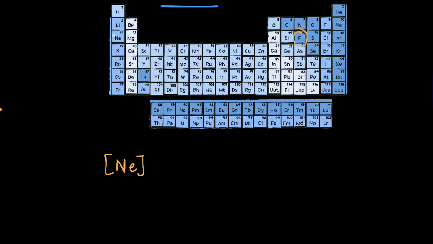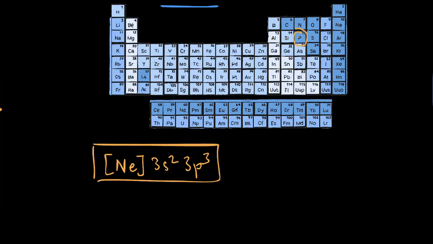So that is just going to be 3s2, 3p3. And so then our noble gas configuration for phosphorus is going to be just this. So it's a lot easier than if we had to write out 1s2, 2s2, 2p6, 3s2, 3p3. Right? Instead of writing all of this out, we have this nice and neat electron configuration.